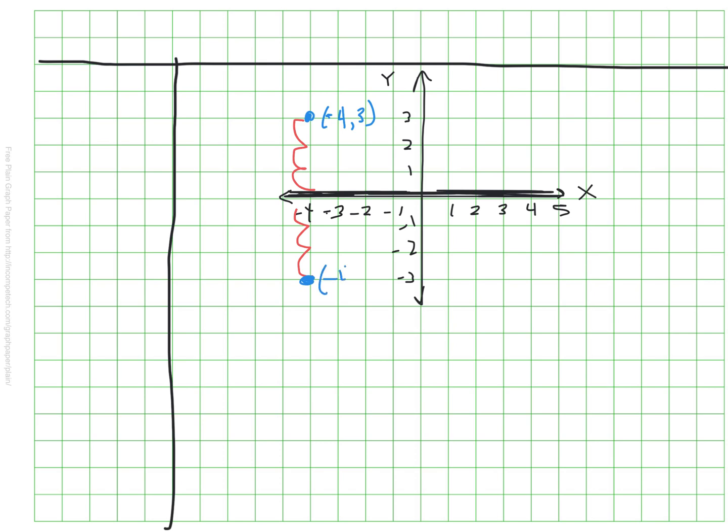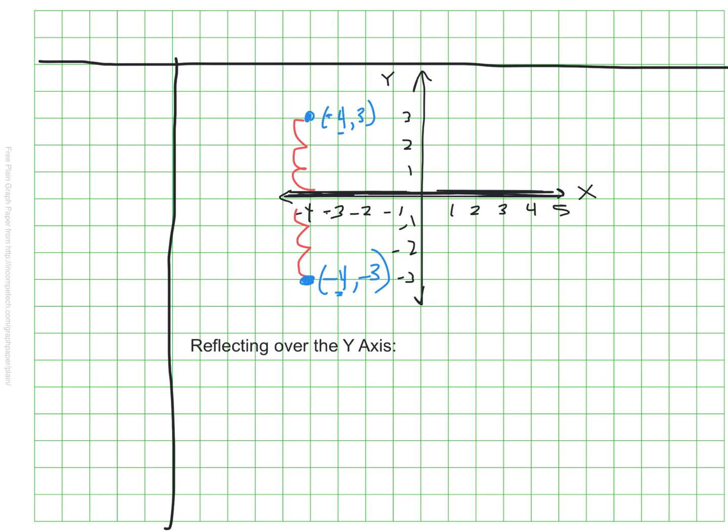So it'll end up at -4, -3. And I notice here that the x-coordinate has remained the same, just the y-coordinate has changed, and the y-coordinates are opposites. Let's go ahead and summarize some of that information for our notes.